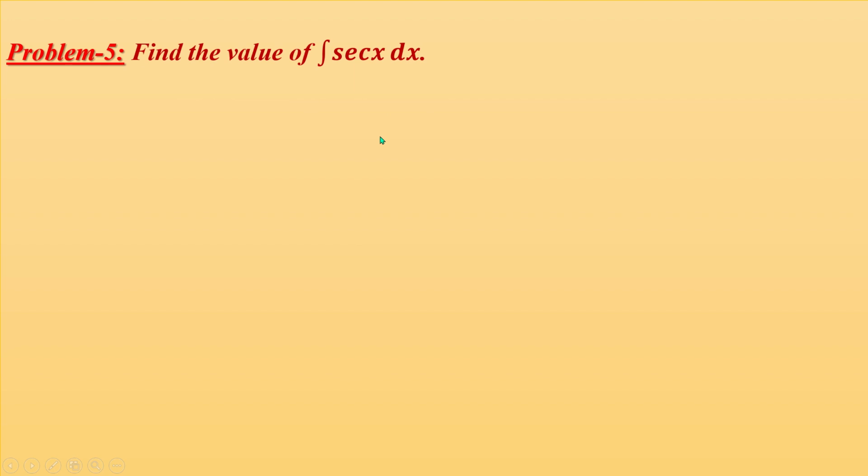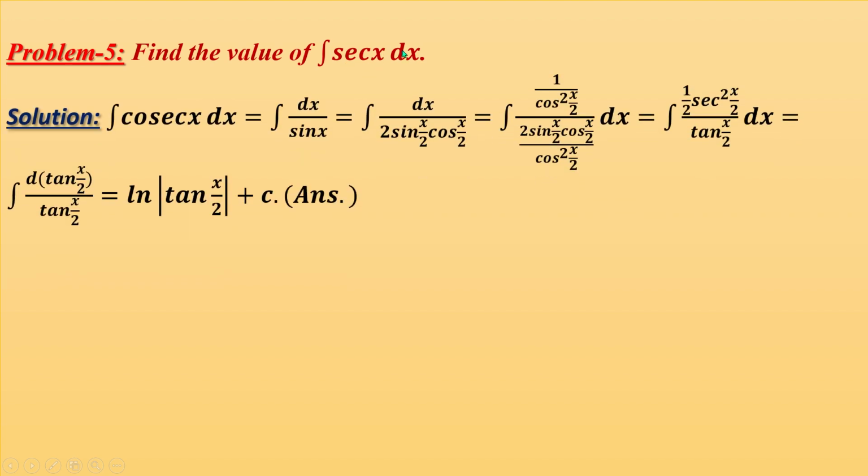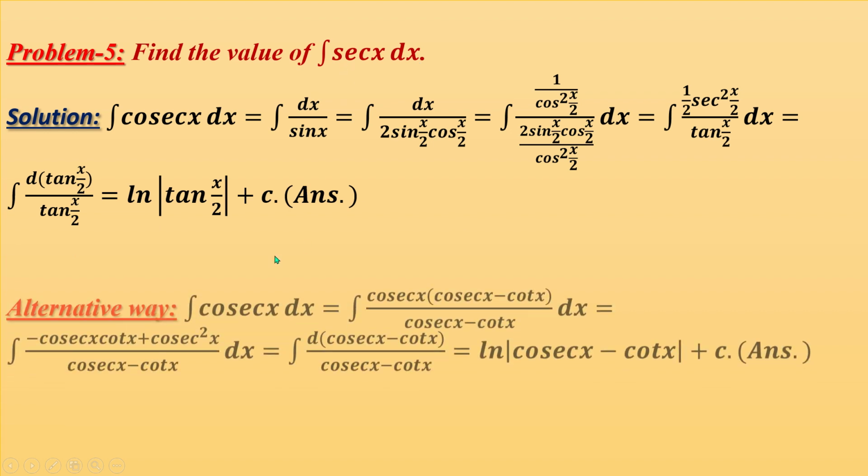Find the value of integration of cosec x, not sec x, cosec x. Cosec x we can write as dx by sin x, that means cosec x equals 1 by sin x. So here it will be dx by 2 sin x by 2 cos x by 2. We know this formula. Divide both numerator and denominator by cos square x by 2. As a result, we will get this, and the derivative of tan x by 2 gives this. As a result, this equals ln of tan x by 2 plus c. Same math. Okay, here it is cosec x, not sec x. Alternative way, same.